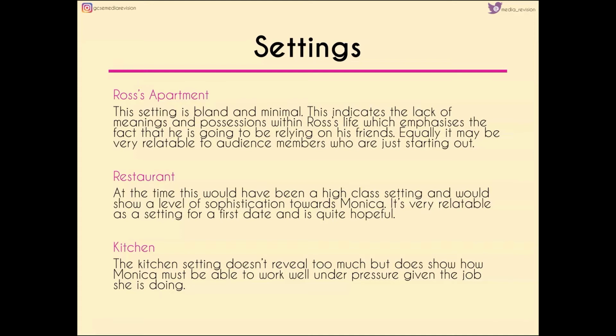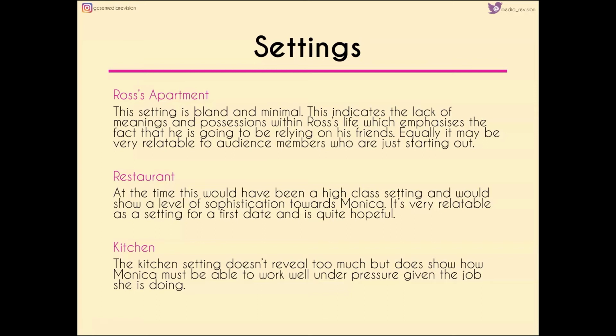Now equally, the very minimal apartment with the very minimal furniture could well be relatable to audience members who are just starting out. So Friends was originally marketed at early 20-somethings who were just making their mark in the world and just setting out on their own. So this could be a way of connecting with them, because it's likely that they're not going to have too many possessions either.